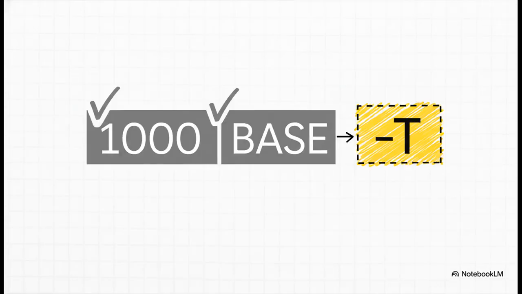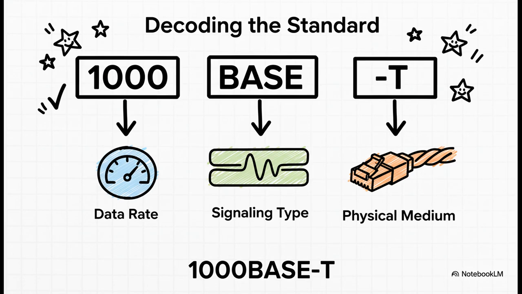All right, on to the final piece of the puzzle. Part 3, the letter or letters at the very end. This part tells us something physical, something you can actually touch. That T in our example, 1000 base T, stands for twisted pair, as in the standard copper Ethernet cable that we all know and love. So let's put it all together. 1000, that's 1000 megabits per second. Base, that's baseband signaling. And T is for twisted pair cable. See, we've done it. The code is cracked.